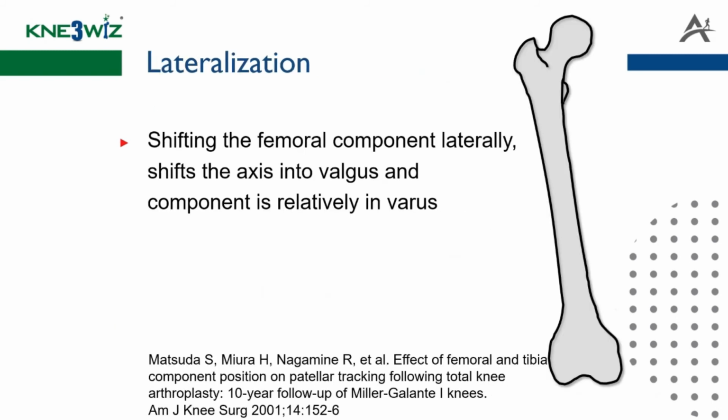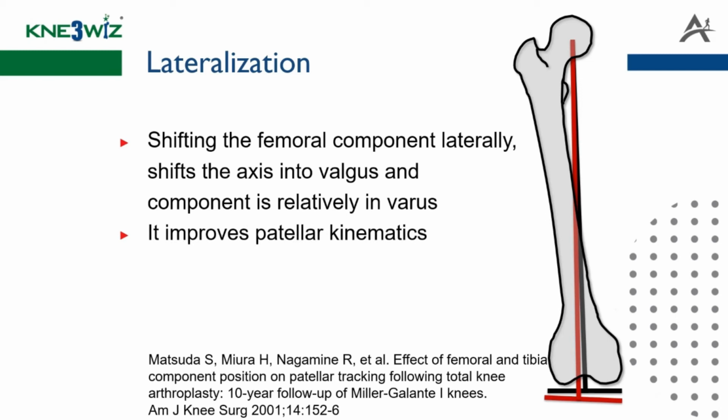We have discussed the varus valgus alignment in the coronal plane, but moving the femoral component and the tibial component laterally also falls in the purview of the coronal plane alignment. Moving the center of the component laterally puts the axis in valgus and hence the components in relatively small varus for both femur and tibia. It also helps to improve the patella kinematics.